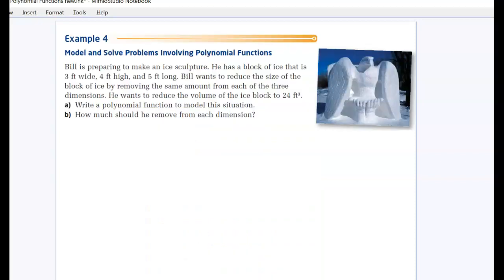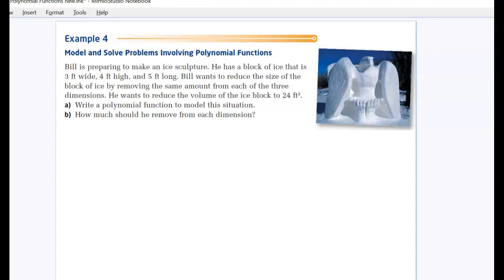Okay, last question is dealing with an application, and it says Bill is preparing to make an ice sculpture. He has a block of ice that is 3 feet by 4 feet by 5 feet. He wants to reduce the size of the block of ice by removing the same amount from all 3 dimensions, and he wants to reduce the volume to 24. Write a polynomial for this situation.